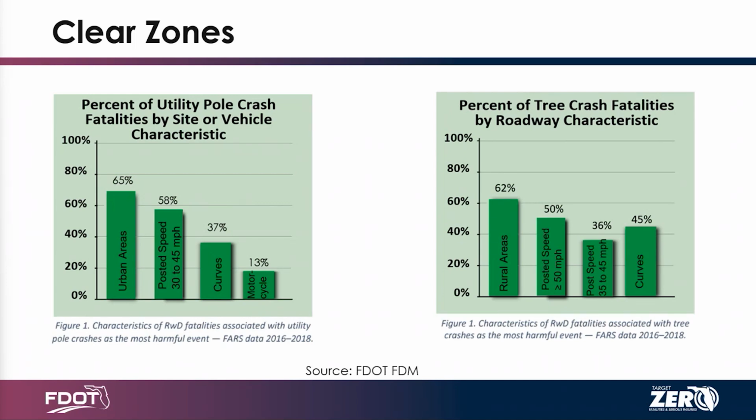Here you can see some statistics from FDOT on the percentage of utility pole crashes for fatalities by site or vehicle characteristics, or really those risk factors. Urban areas are definitely a big one here, with 37% on horizontal curves, and 13% are caused by motorcycles. Then looking at collisions with trees in your clear zone, you have 62% in rural areas, especially on high-speed roads on horizontal curves. All those risk factors we've already touched on, but this is how they relate to what is in your clear zone.